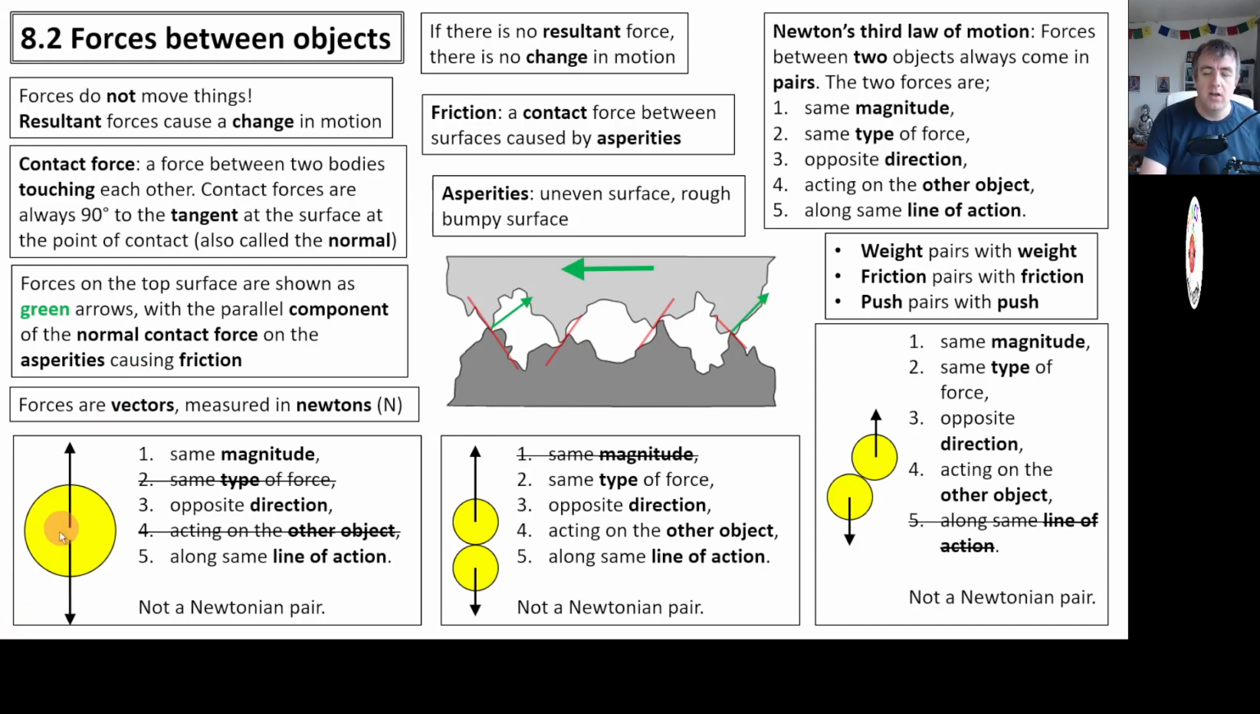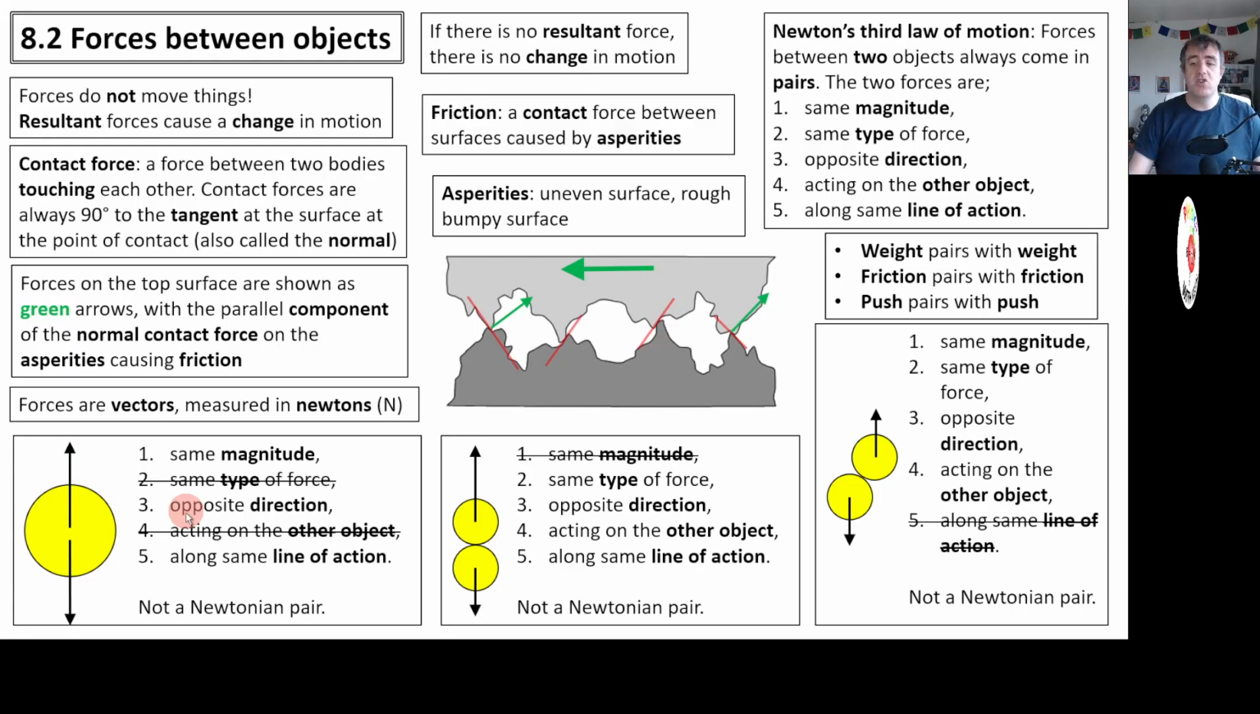Imagine I have a ball resting on a surface. I haven't drawn the surface. It's a free body diagram, so I haven't drawn the surface. I'm just representing the ball as this yellow blob. The ball has mass, and therefore it has weight, and therefore we can draw a downward arrow. The ball is resting on a surface, so the surface is pushing the ball up. That's a normal contact force up.